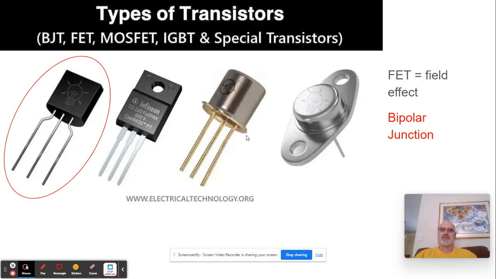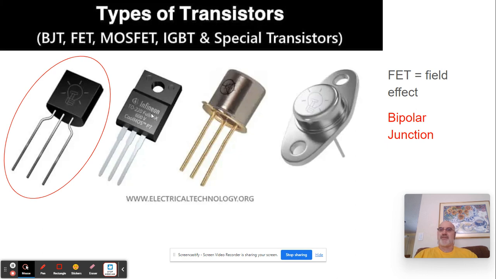There are a lot of different types of transistors. The kind that we're going to use in class the most is the bipolar junction transistor. It's the one that's circled in red here. You can see it's got a flat side and a curved side, and these are really good for do-it-yourself projects or hobbies or teaching electronics.